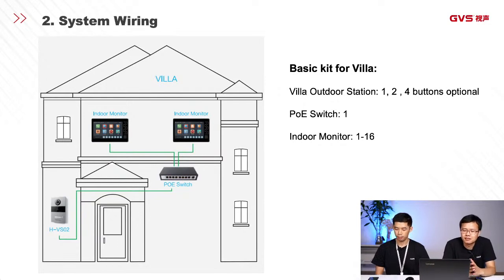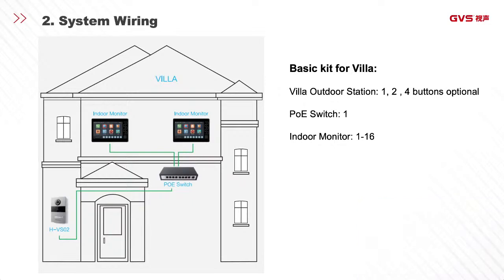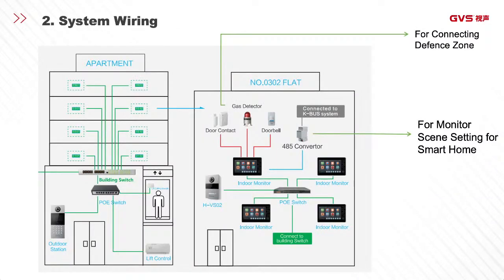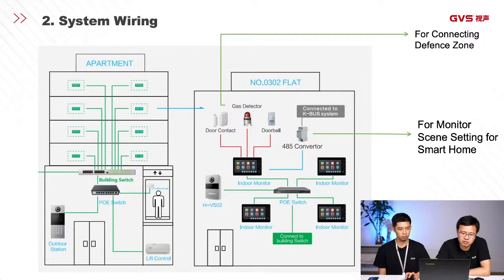For the apartment, this one is a little more complicated, and also it's very easy to add more external functions compared with the villa project. So let's see the wiring system. You can see that for the apartment, there's one outdoor panel located on the first floor, and then we connect all the products to the PoE switch, and the elevator can also lead to the PoE switch. So everything is connected into one system.